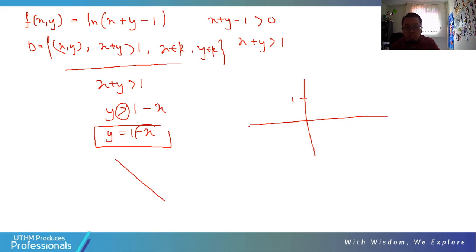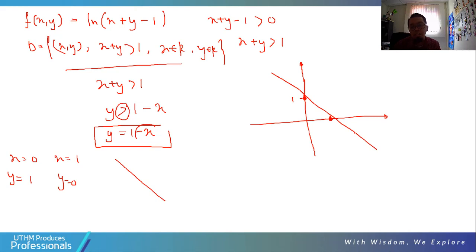Okay, ataupun kalau you confused how to sketch the graph, so back to the basic. So let's say you letak x equal to 0, y sama dengan 1. X equal to 1, y equal to 0. So x equal to 1, y equal to 0 here. X equal to 0, y equal to 1 here. Okay, and then you sketch the line, straight line.